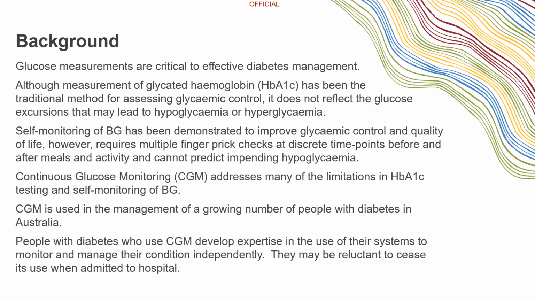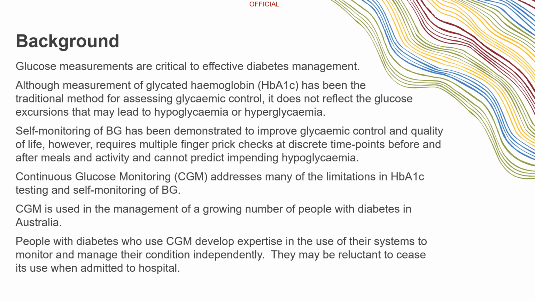Glucose measurements are critical to effective diabetes management. Although measurement of glycosylated hemoglobin or HbA1c has been the traditional method of assessing glycemic control, it does not reflect the glucose excursions that may lead to hypo or hyperglycemia. Self-monitoring of capillary blood glucose has been demonstrated to improve glycemic control and quality of life. However, this requires multiple finger prick checks at discrete time points before and after meals and activity, and this method cannot predict impending hypoglycemia. Continuous glucose monitoring addresses many of the limitations in HbA1c testing and self-monitoring of capillary blood glucose.